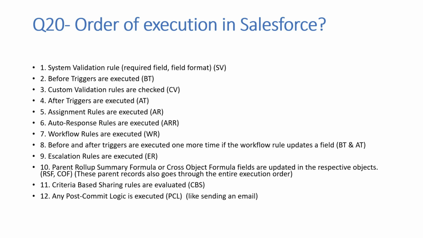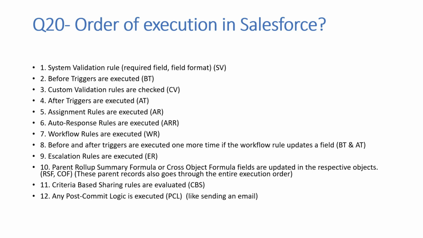Number 5, assignment rules are executed. Number 6, auto response rules are executed. Number 7, workflow rules are executed. Number 8, before and after triggers are executed one or more times if the workflow rules update a field. Number 9, escalation rules are executed.